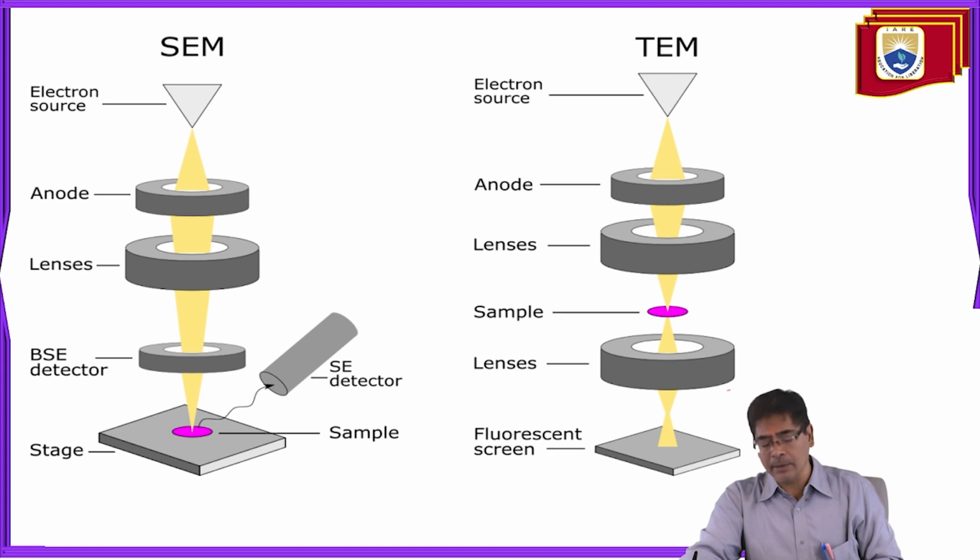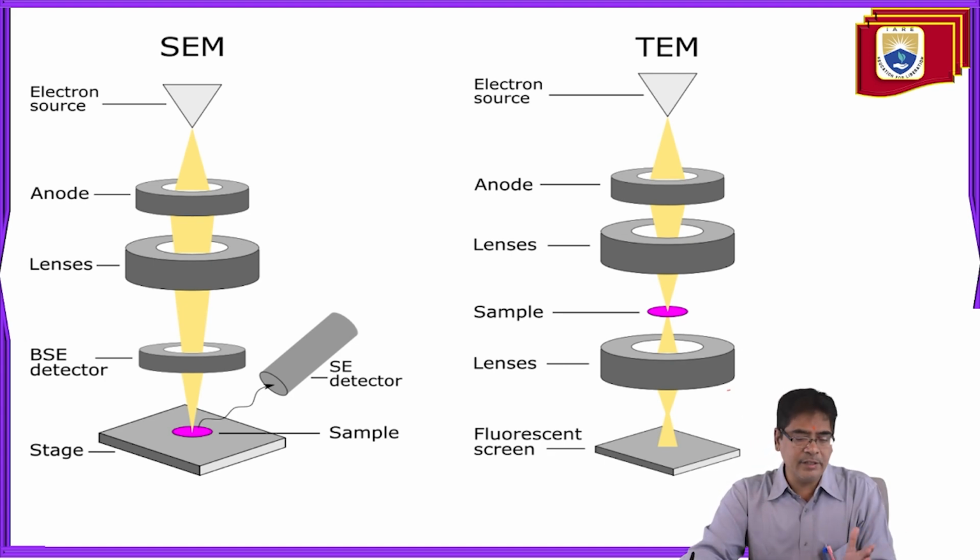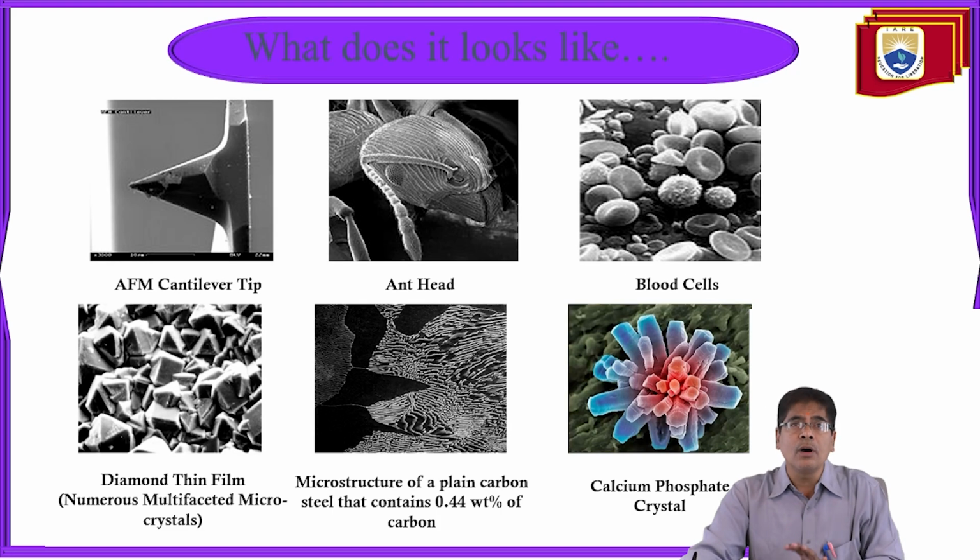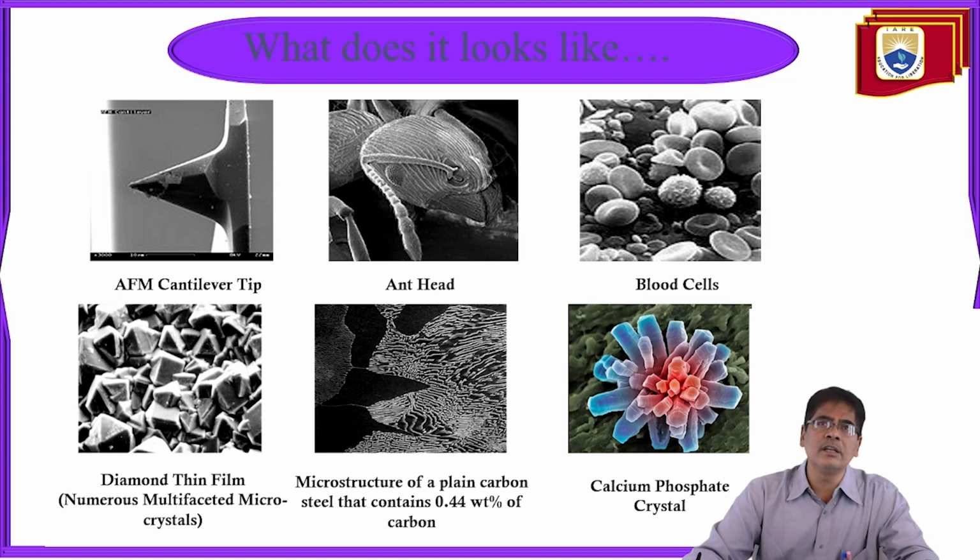For that high resolution, people will go for transmission electron microscopy. So this is what the differences are between the SEM and transmission electron microscopy, right? So what does it look like?